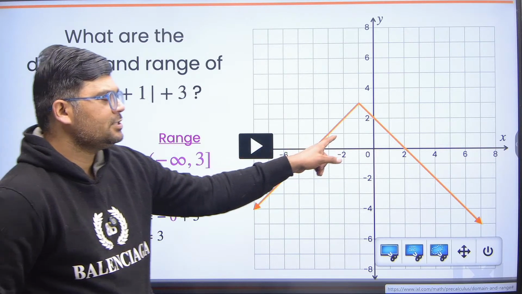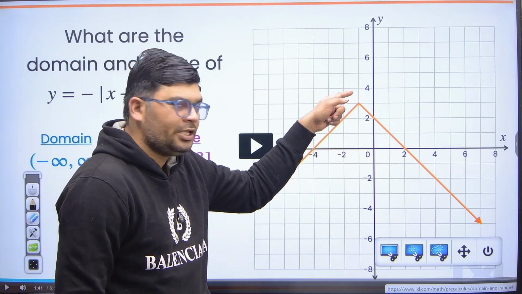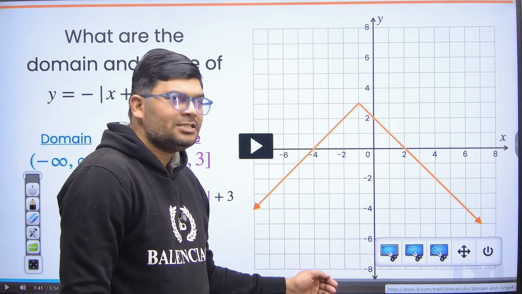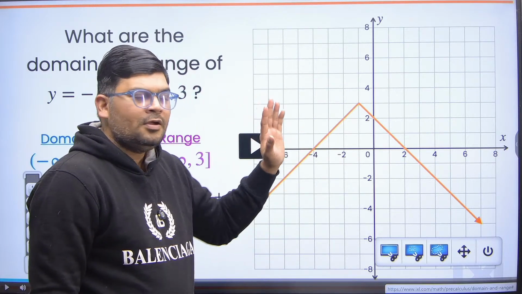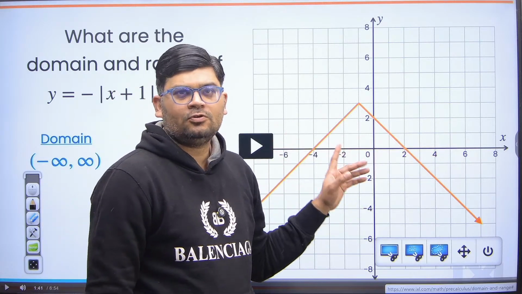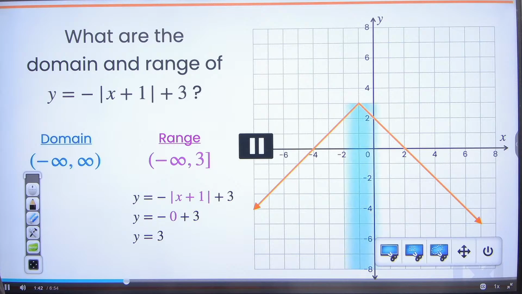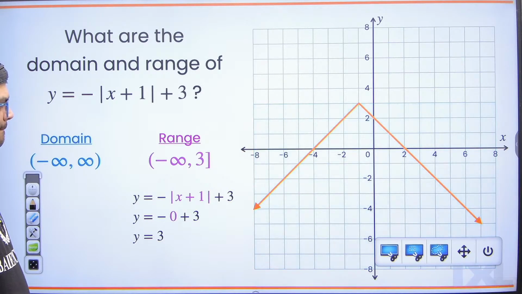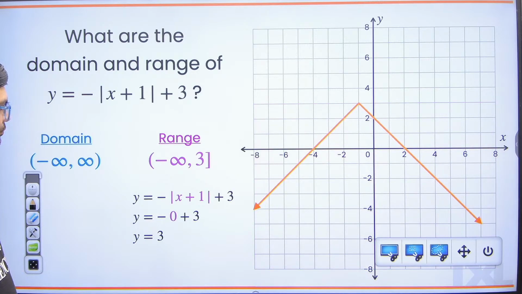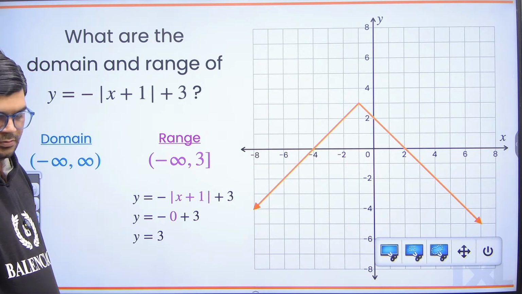Are you able to see this? Now what is the range? It starts from 3, which is the maximum value, and goes down to negative infinity at the bottom. So you will say minus infinity to 3. But what is the domain? The domain is valid for all values of x, so the domain is minus infinity to plus infinity. It extends infinitely left and right, and only exists at or below y equals 3. So our domain is all real numbers, and the range is all y values from negative infinity to 3.